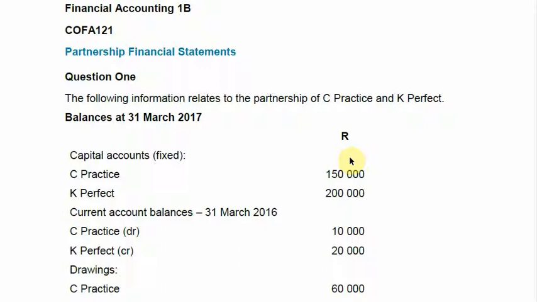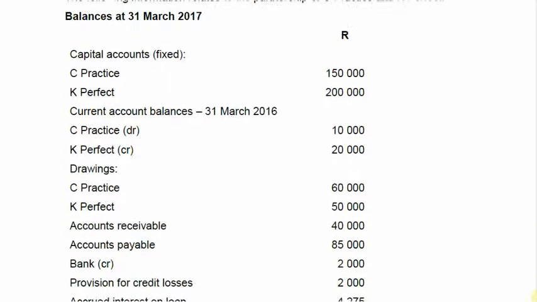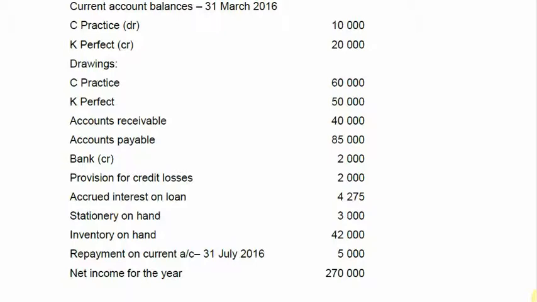The question says that there are two partners, C Practice and K Perfect, and they provide you with a list of balances there. You will find that they have capitals, current accounts, some drawings, some receivables, payables, and a bank that is a credit account. There's a provision for credit losses, some accrued interest, stationery that is still on hand, inventory that's still on hand, and then a repayment on the current account and the net income for the year.